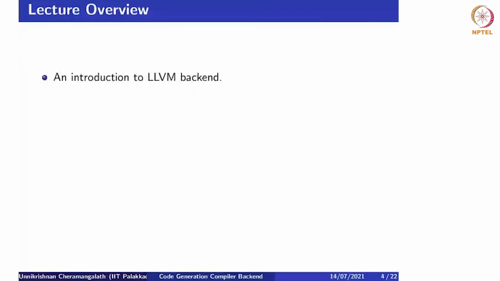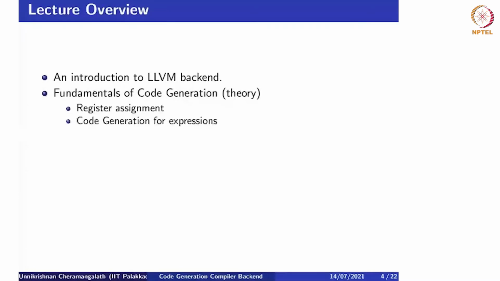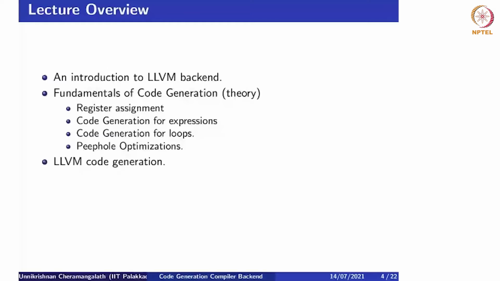Then in this lecture we'll look at an introduction to the LLVM backend. Then some fundamentals that are required for code generation to be understood, and then fundamentals like register assignment, code generation for expressions, code generation for loops. This will be covered. Then some peephole optimization. Then we'll slowly move to LLVM code generation, the second part, where you look at peephole optimization with a specific example with respect to the hardware. Then you have instruction selection, like for a given hardware independent instruction, the LLVM IR, like add, mul, etc., which instruction to be selected for the given target.